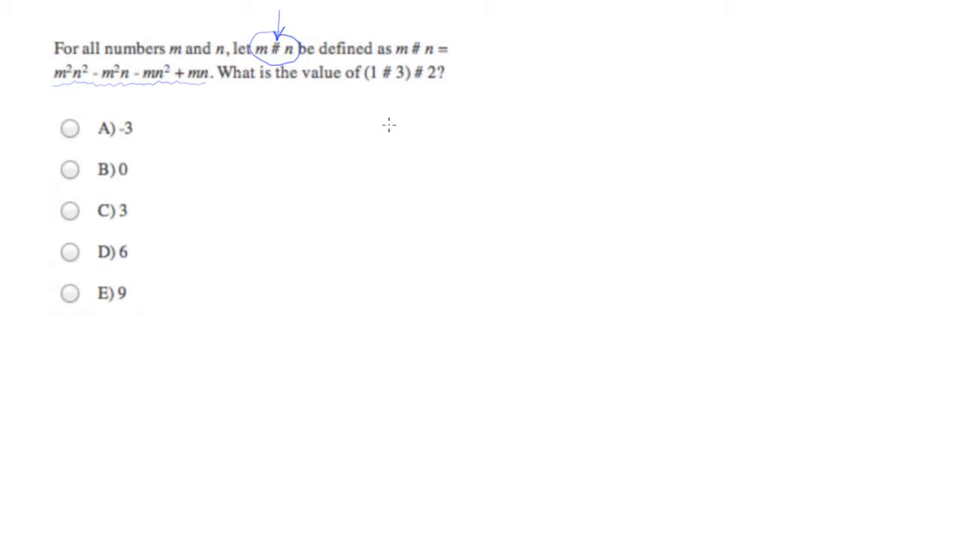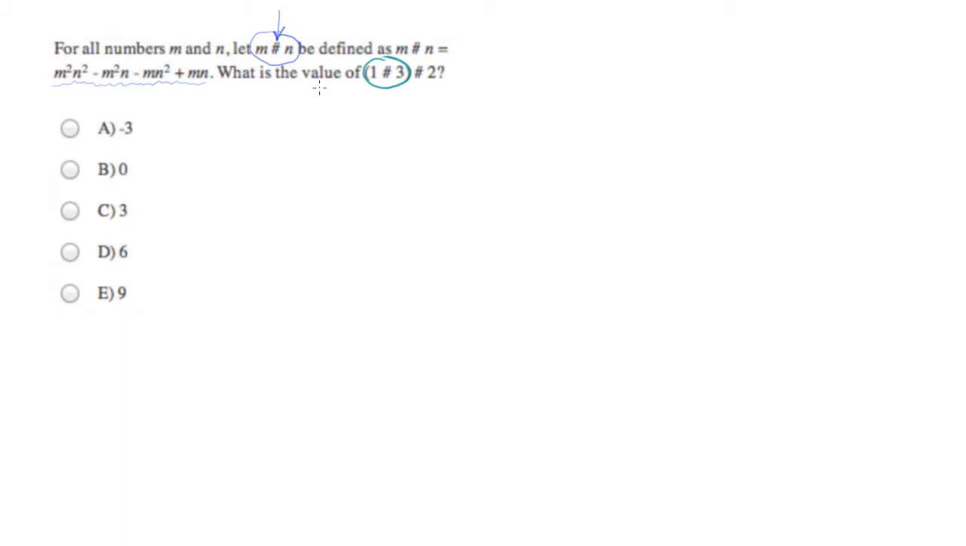And then what they ask you is, what is the value of 1 hash 3, that whole quantity, hash 2? Now, I'm going to do this in chunks. So let's start out by just doing, and we'll do this in different colors, let's do in green, we'll just do 1 hash 3.